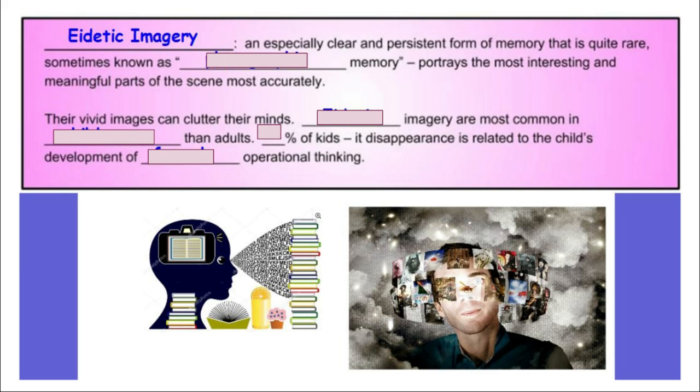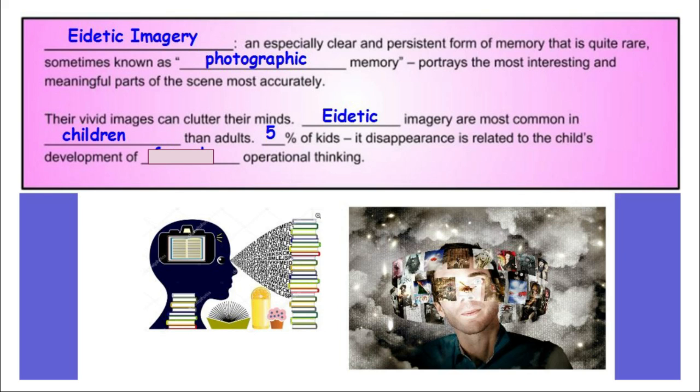The eidetic memory or imagery is an especially clear and persistent form of memory that is really quite rare. Sometimes it's known as photographic memory, and it portrays the most interesting and meaningful parts of the scene most accurately. Their vivid images can clutter their minds, and eidetic imagery, for the most part, is more common in children than it is in adults. And the estimate is somewhere around 5% of kids experience what we call photographic memory.